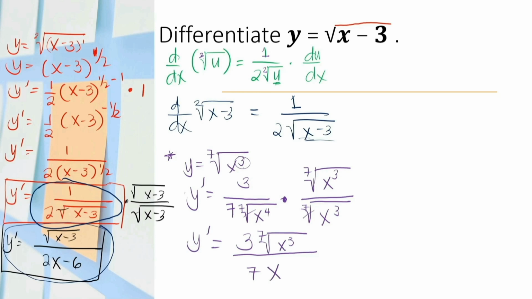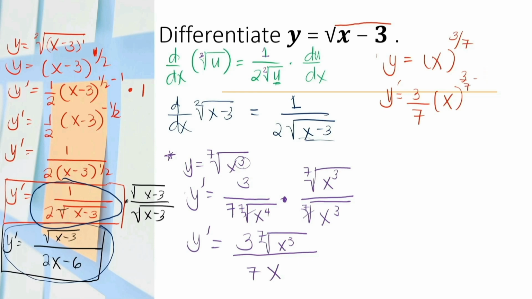So, again, let's try the conventional way. So y prime is equivalent to... First, let's convert it into fractional form, so x raised to 3 over 7. So, y prime is equal to 3 over 7 times x raised to 3 over 7 minus 1.